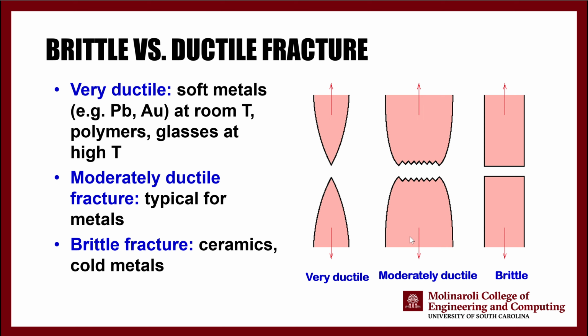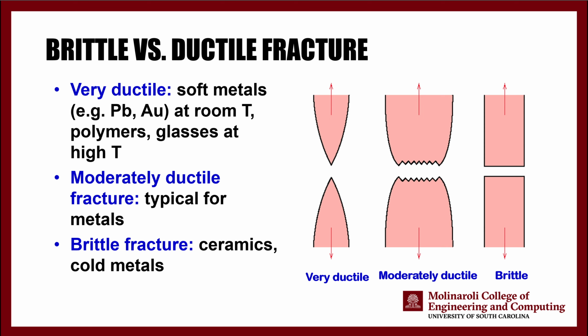For a very ductile material, you will see a complete necking. There is no breakage. It's just a complete necking, and then the material, I guess, separates. The two top parts of the material separate from each other. Moderately ductile, you will see a little bit of necking, and then there will be a breakage. Brittle material, in theory, we don't really have a real brittle material. In theory, there is no necking at all, and there is a very clean break.